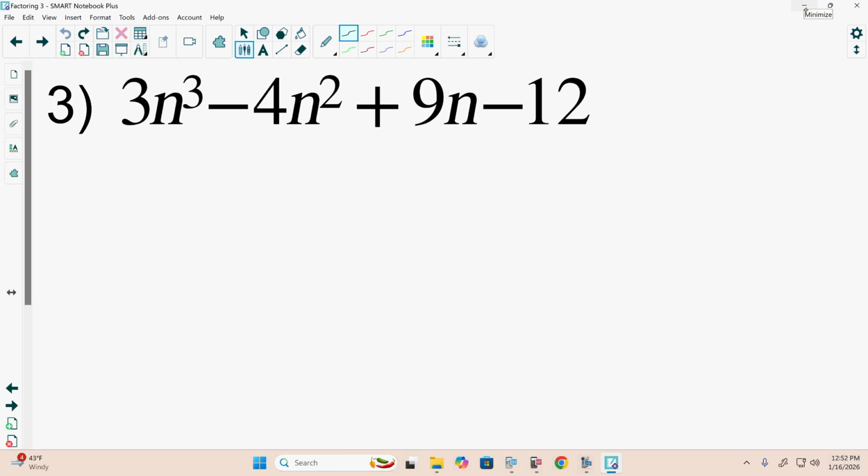So this was the problem on which we stopped yesterday. So we saw that the greatest common factor between 3n cubed and 4n squared was just n squared. And if we factor n squared out of 3n cubed, we're left with 3n minus. If we factor the n squared out of 4n squared, we're left with 4.